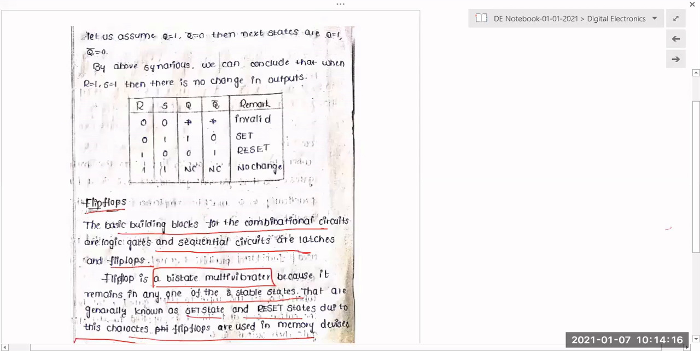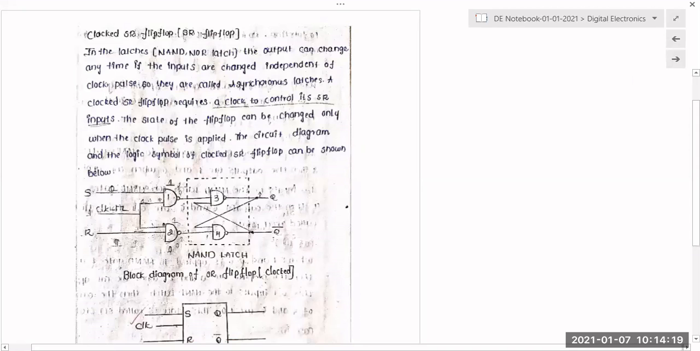So next, this is done. The clocked SR flip-flop we have discussed in the previous class.